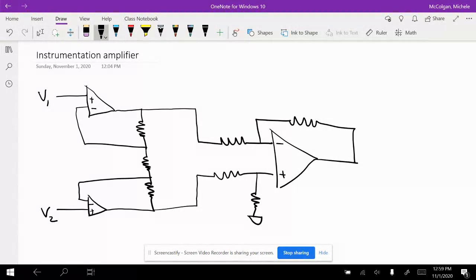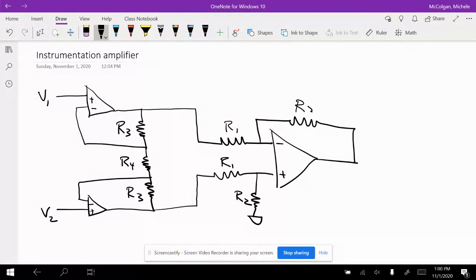Okay, so I'm going to label these V1, V2. This is going to be R3. This is R4. This is R3. This is R1. This is R2. This is R1. And this is R2.